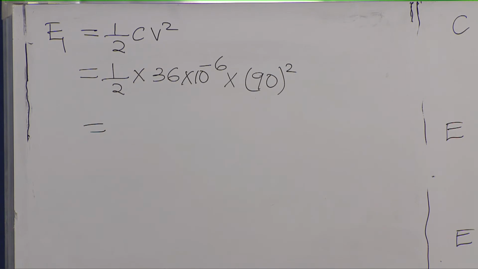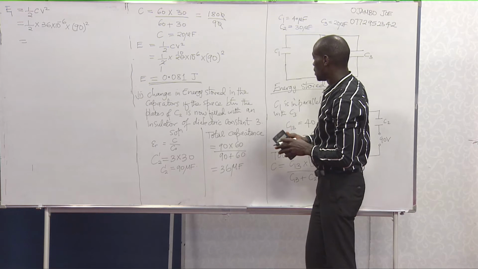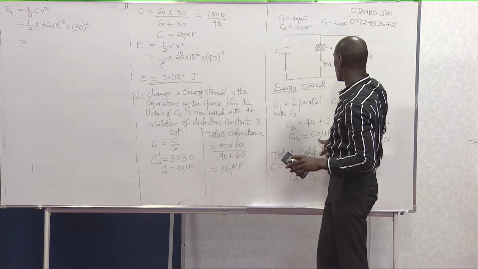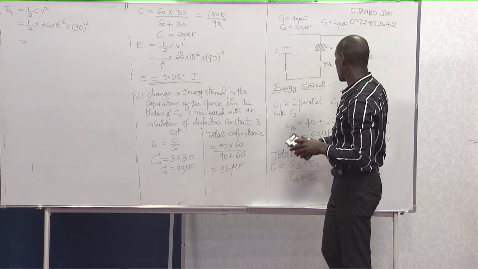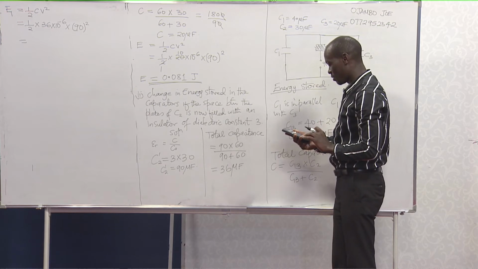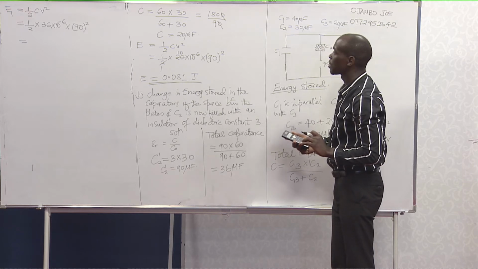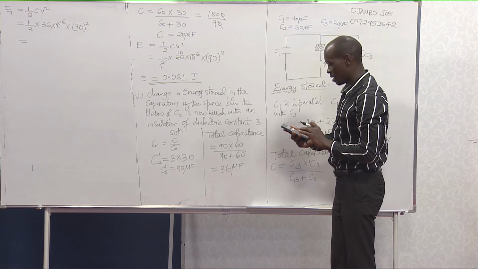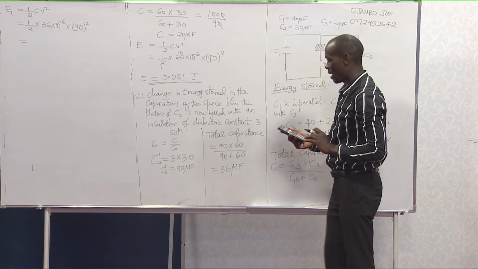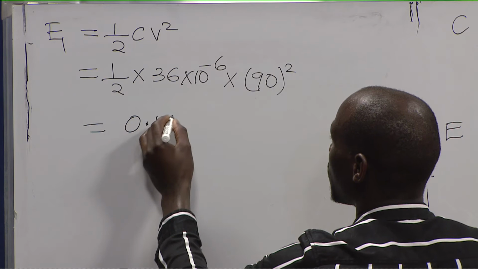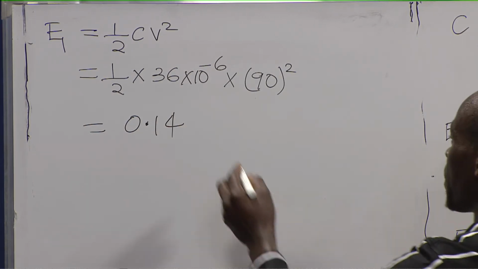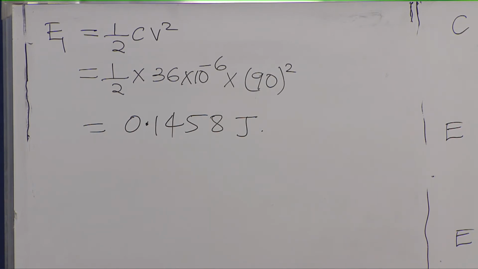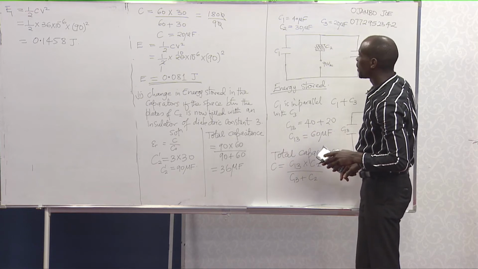Let me check here. I hope we have not erred anywhere. So when we work through, this is 90 times 90, that times 90, bring it here. The other one was 60. Okay, I think we are spot on. This is 5400 divided by 150, 36, okay? 36 exponent negative 6 times 90 squared, I have got 0.14 joules. That is what I have come up with. I hope we are on the right track.